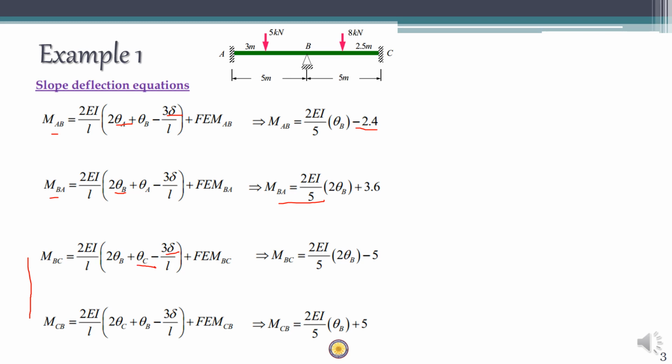Here also delta is going to be the difference between delta B and delta C. Both delta B and delta C are 0, which means delta is 0, and theta C, C being a fixed support, is also 0. So substituting the remaining values, we get MBC is equal to 2A by 5.